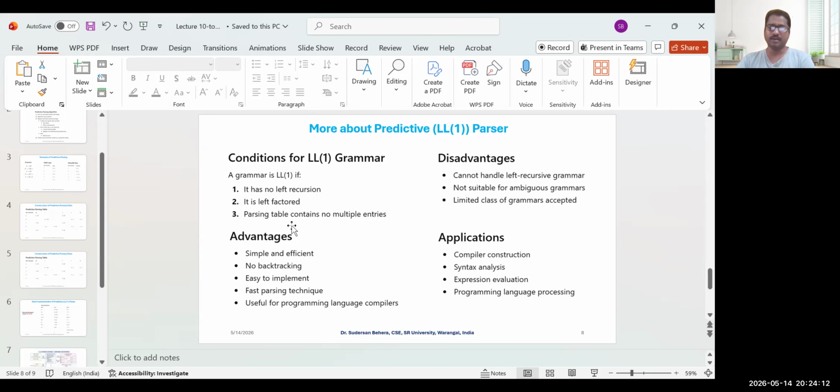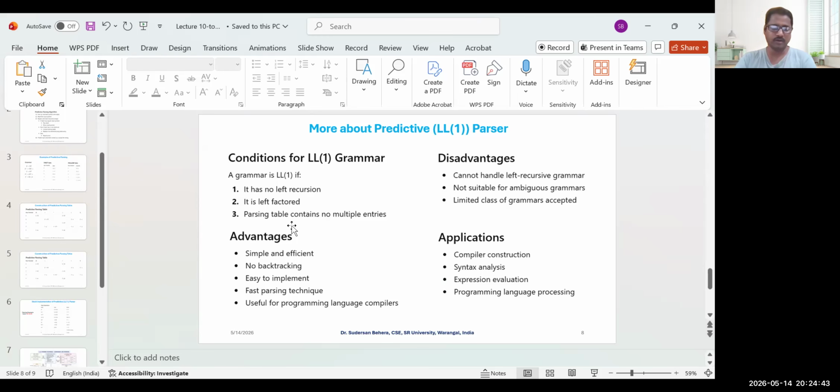Then it also helps us to evaluate expressions, complex expressions, simple expressions, mathematical expressions. Okay, it also helps us in programming language processing. How to process a programming language, how to convert high level language into machine code or into intermediate form. So this particular phase called syntax analysis helps the user to do that.